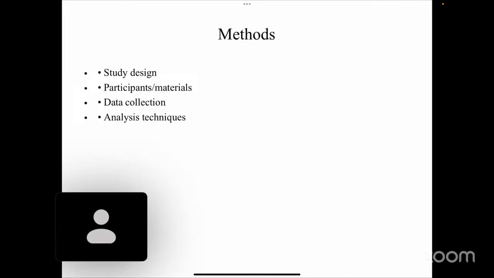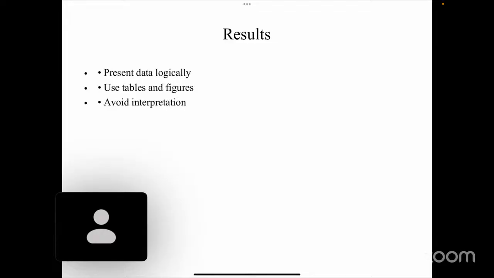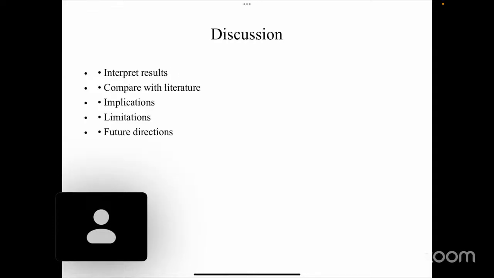In the methods section, we state the study design, participants, materials, how the data was collected, and how it was analyzed. In the results section, we present the data logically. We use tables and figures and avoid interpretation. Why do we avoid interpretation? Simply because we're going to do that in the discussion section. We interpret the results and compare them with the literature. And then by the end of the discussion, we give the implications, limitations, and future directions.